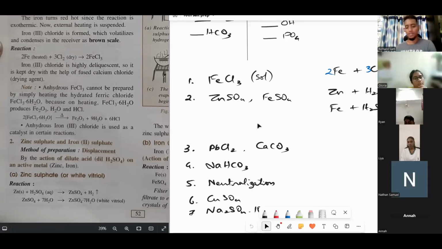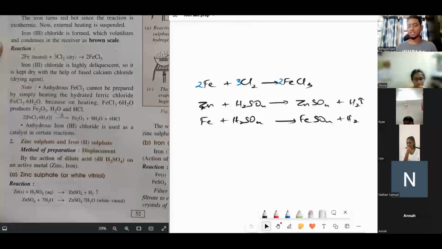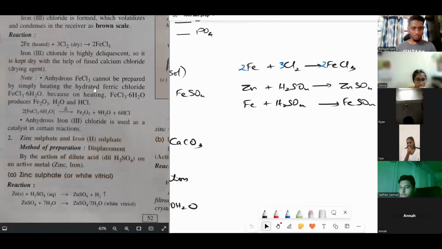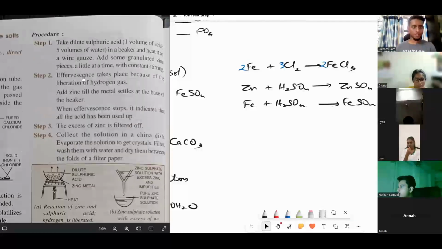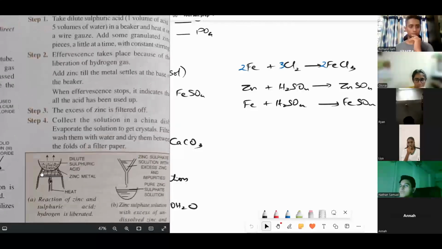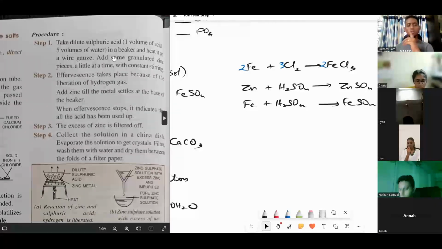Okay. So the reactions are very similar over here. You're taking the metal and putting it in sulfuric acid. So let us look at that reaction. Step 1, take dilute sulfuric acid, 1 volume of acid and 5 volumes of water. Okay, that's the ratio, 1:5, which means it's dilute. 1 part of sulfuric acid and 5 parts of water in a beaker.